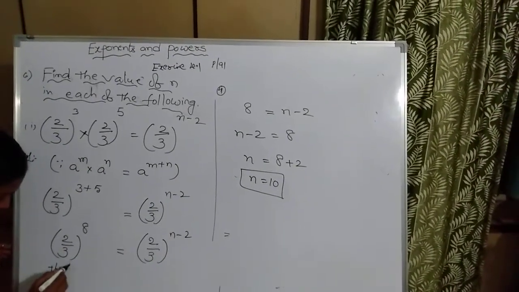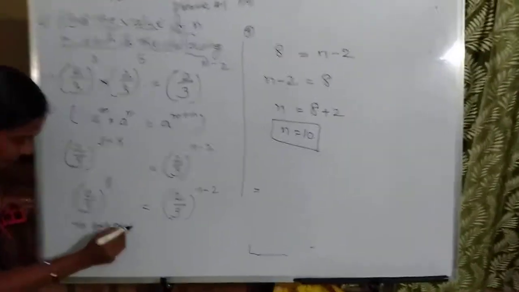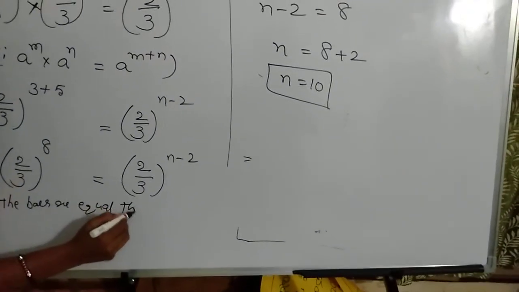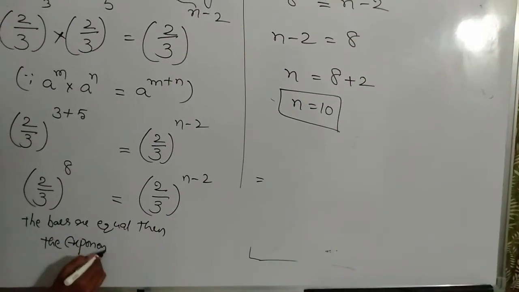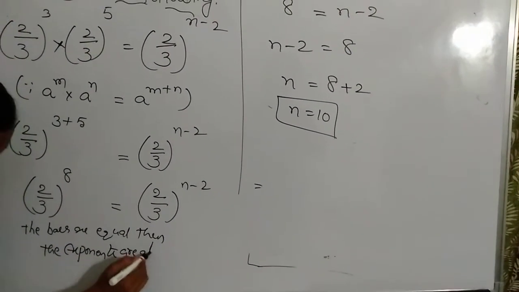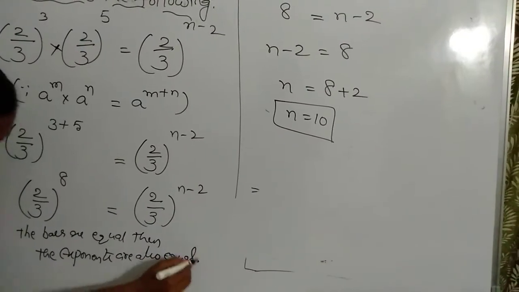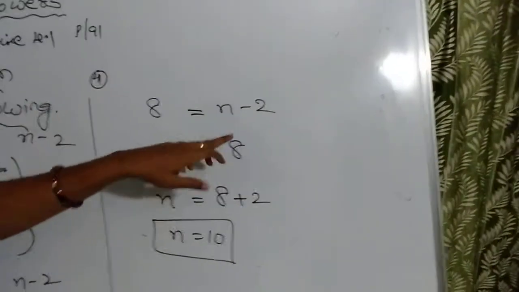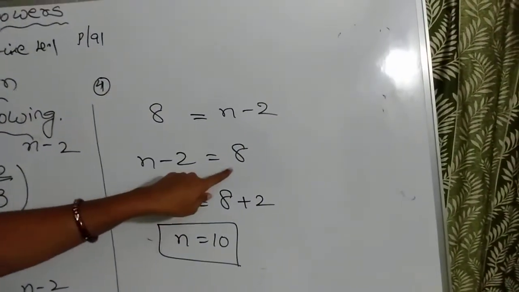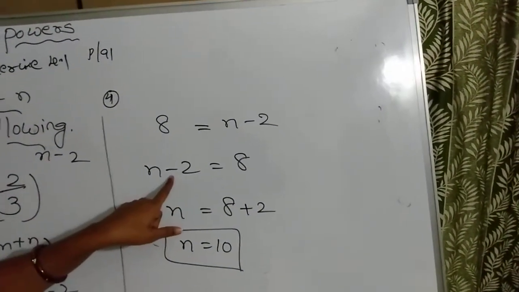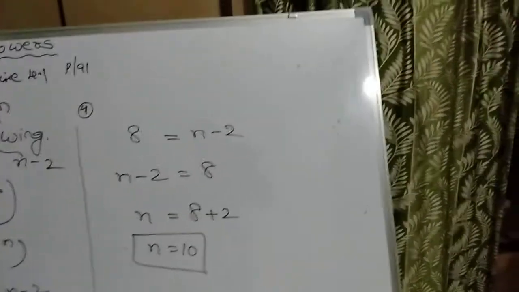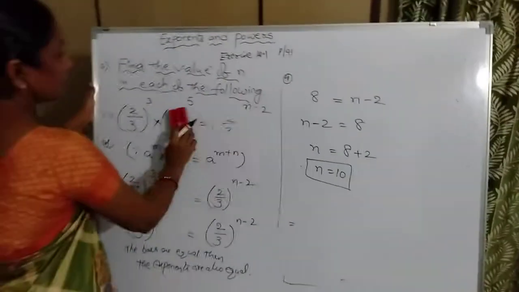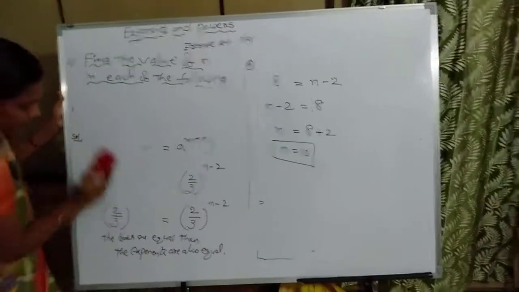The bases are equal, then the exponents are also equal. Here the bases are equal, automatically the exponents are also equal. So 8 is equal to n minus 2. By solving this equation, n minus 2 becomes 8, and n is equal to 8 plus 2, transposing minus 2 from LHS to RHS. We get 10. And the next one, we are going to the next problem.